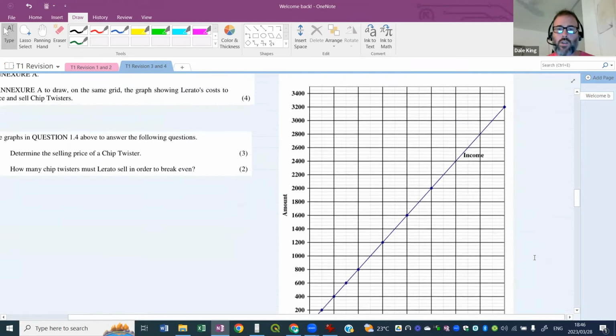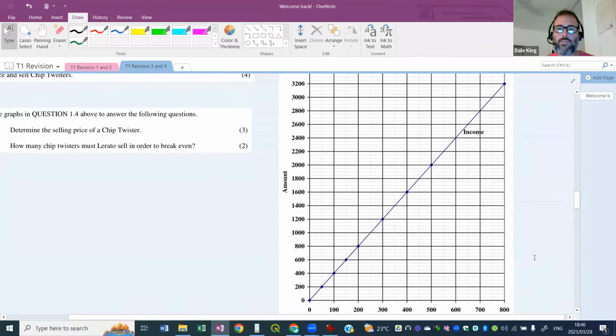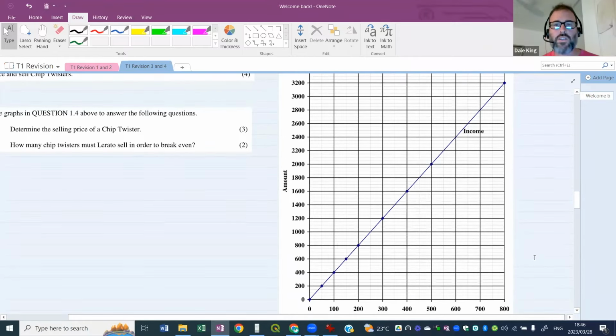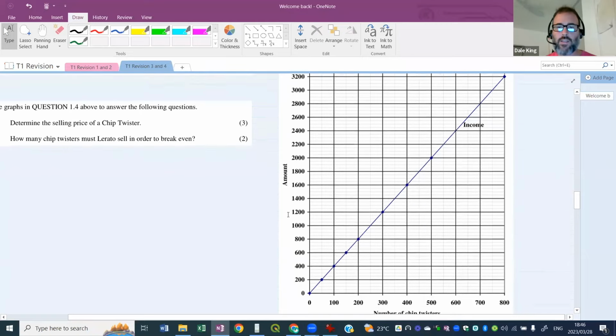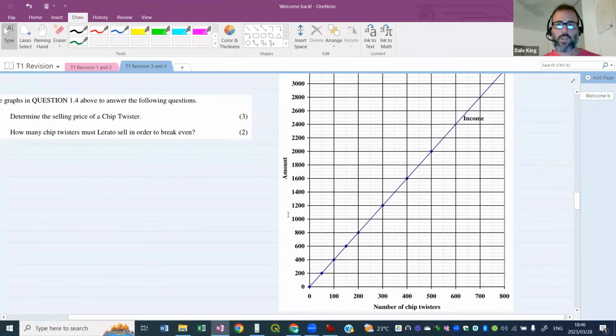So there is the graph for her income. This is not costs now. This is income. How much she gets in. Right, so on the y-axis, we've got the amount in rands, and on the x-axis, we've got number of chip twisters. Okay, and they've plotted the graph for you. They've got an equation, maybe they drew a table, and they plotted this line for you. So they're saying, guys, this is the income that she's getting into her business now.